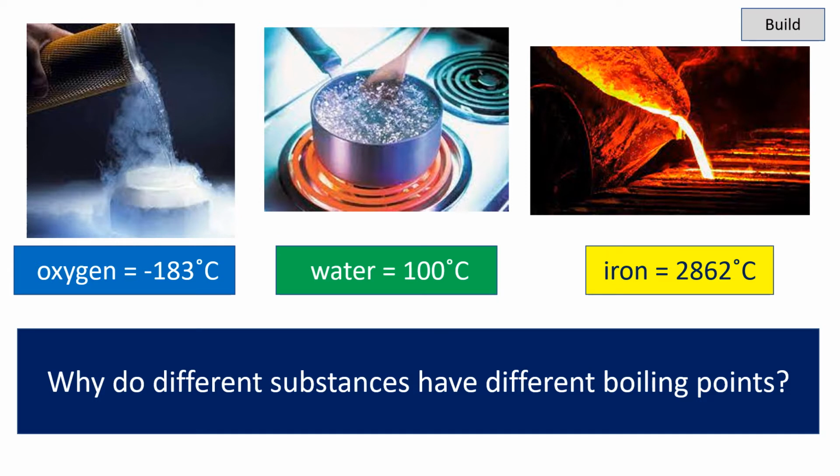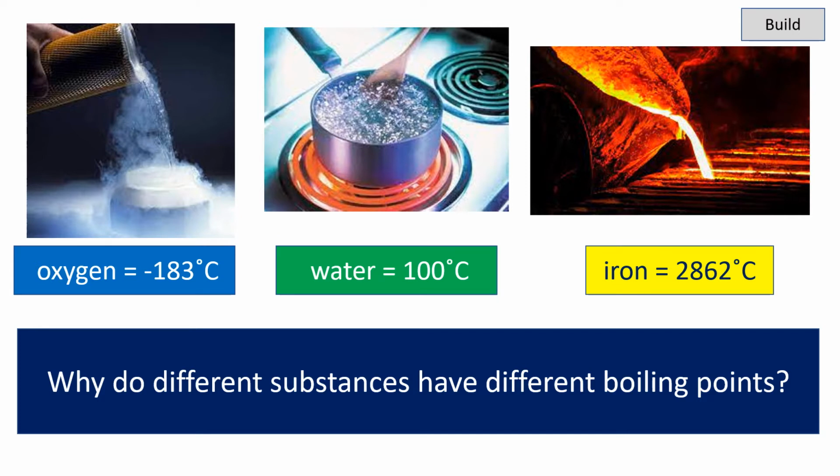At the other side of the scale, we have iron. Now, unfortunately, the picture shows liquid iron, which is not very helpful because we're talking about boiling, which is becoming a gas. So iron would melt at around 880 degrees, don't quote me on that, but you could get gaseous iron if you had 2862 degrees Celsius. But the question is why?